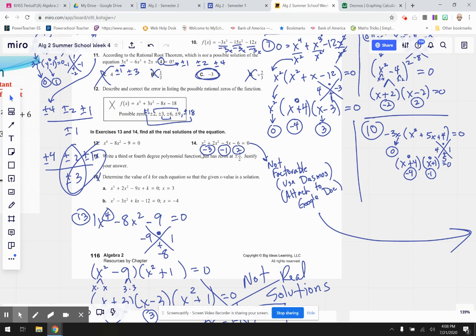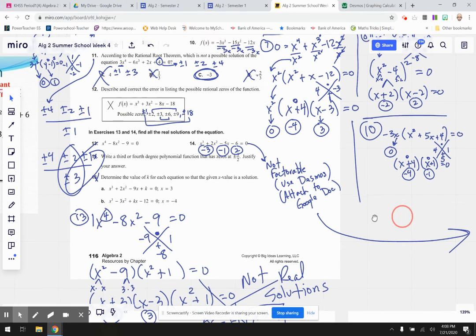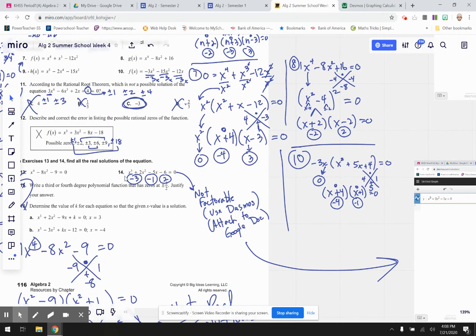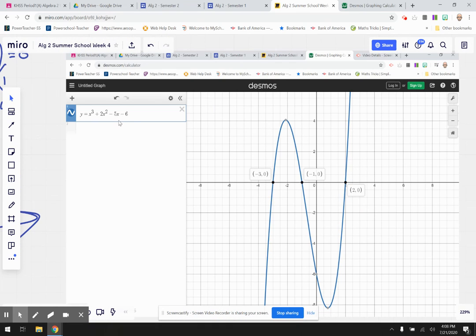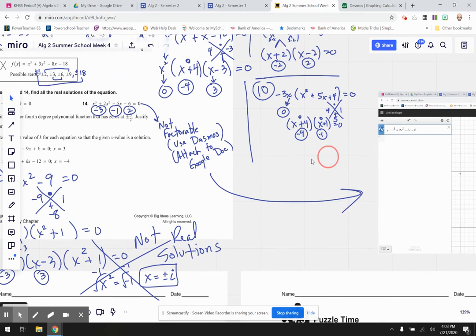Number 14 is not factorable. So you would plug it into Desmos. Just type it straight in. I did that for you right here. You can see the curve, and you can see the three solutions: negative 3, negative 1, and 2. Desmos is a great tool to find the solutions. Those are the real number solutions to our graph.